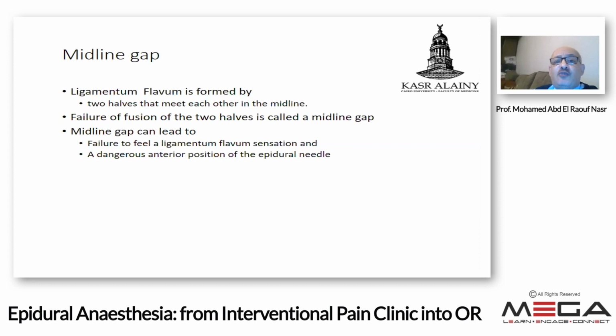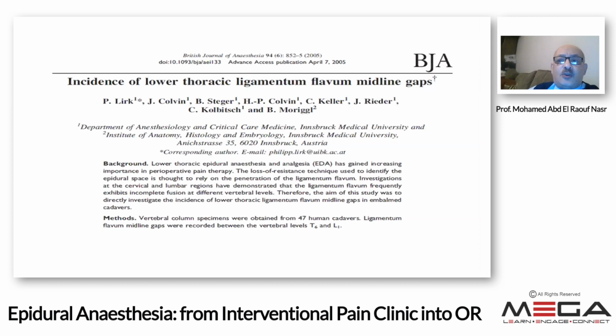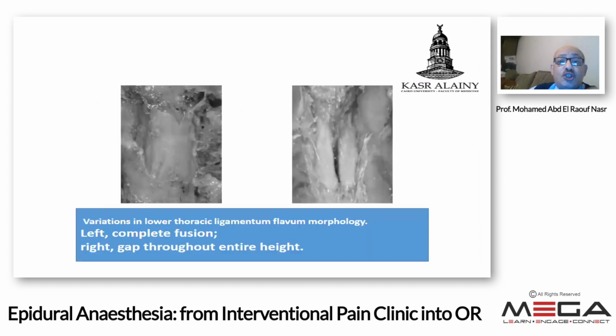Ligamentum flavum, two halves fusing together in the midline, and failure of fusion will lead to this midline gap. And at that time, your needle will not feel the sensation of ligamentum flavum. You can advance it anteriorly and go with your needle inside the spinal cord. And this publication in BJA in 2005 showed a normal ligamentum flavum appearance on the left side and ligamentum flavum midline gap on the right side.